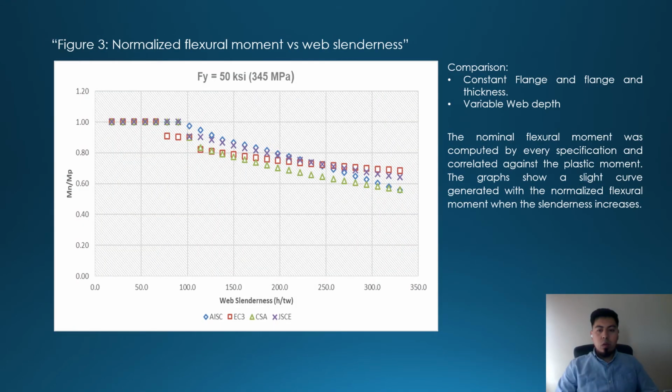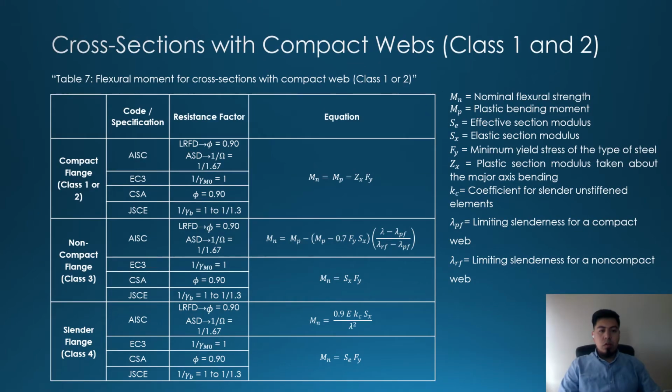A second comparison was performed with several cross-sections with constant flange and flange thickness and variable web depth. In this graph, we can see how the ratio between the nominal flexural moment and the plastic moment decreases when the slenderness of the cross-sections increases. Cross-sections with compact webs, class 1 and 2.